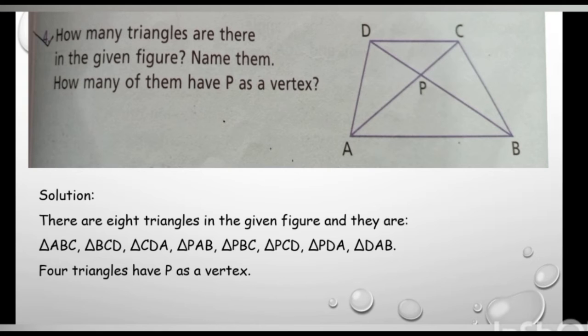Now look at all these 8 triangles carefully and observe that from all these 8 triangles, 4 triangles have P as a vertex, and that's what I wrote here. See the last line, 4 triangles have P as a vertex. This is your answer.